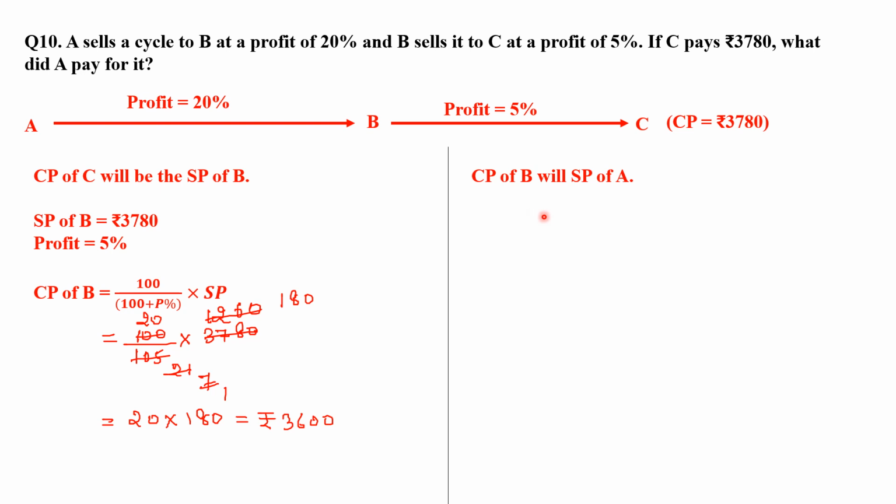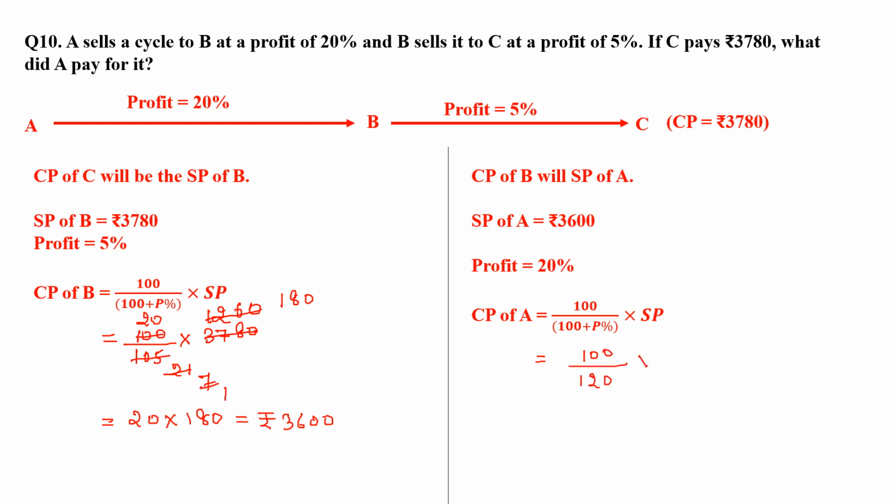So from here I can write, cost price of B will be the selling price of A. So selling price of A is 3600 rupees. Profit is 20%. So now using these two values, I will be able to calculate the cost price of A. Again, I am using that direct formula. So it will be 100 by 100 plus profit percent, means 100 plus 20, which is 120, multiplied by 3600.